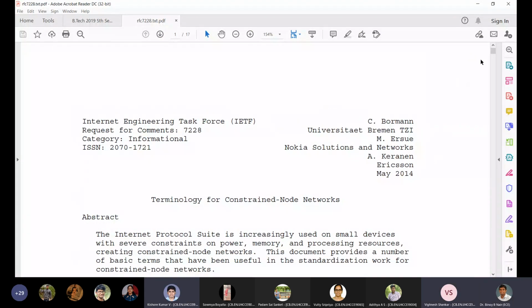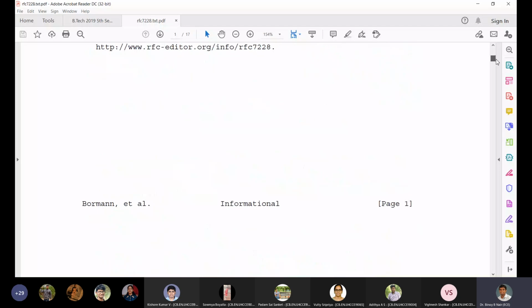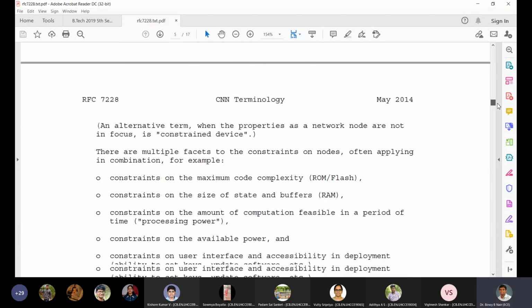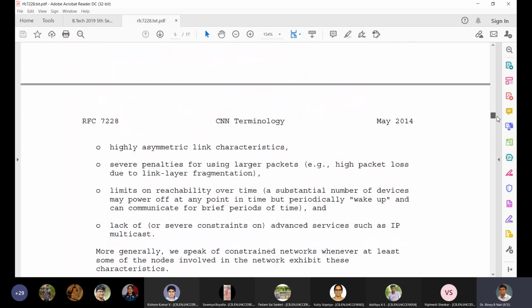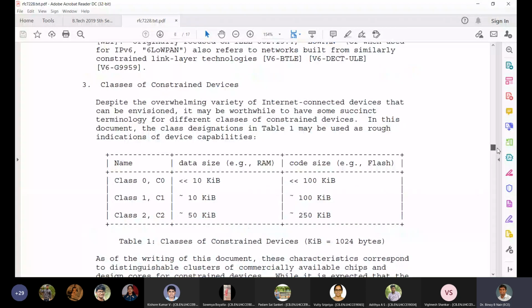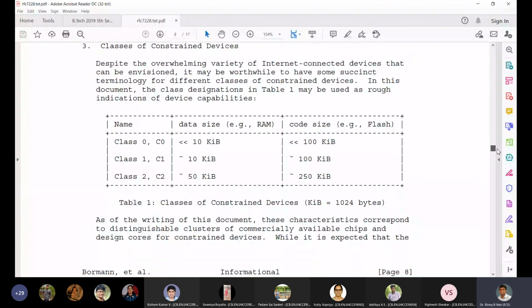Yes, sir. So this is the IETF RFC 7228, and you can see these are the people who initiated this, from Nokia and Ericsson. You will find here at the bottom that we are talking about constrained nodes of three types. This is what they have roughly indicated.